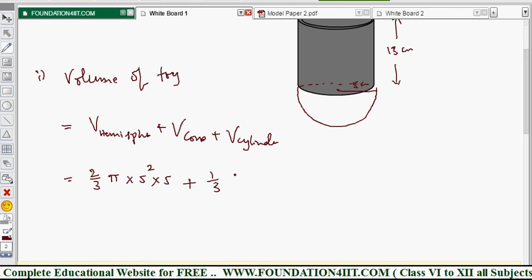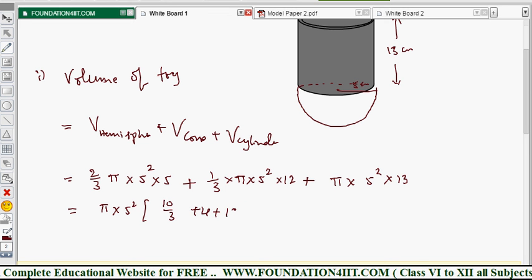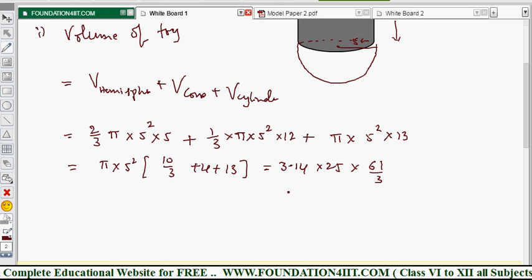So volume of cone is 1 by 3 pi r square h. So 1 by 3 pi r square and h is 12. Plus cylinder is pi r square h. So it is pi into r square into height, which is 13. So here 5 square into 5, just to take the common I have taken like this. So pi into 5 square, if you take common, remaining is 10 by 3 plus 4 plus 13. This is 3.14 pi value. 5 square is 25 into 61 by 3. Just LCM and cancellation of all these values. So you will get approximately, this is 22 by 7, 3.14 you can take, into 25 into 61 by 3. Okay, that is 1596.17 cubic centimeters, or 1596.62 cubic centimeters approximately.